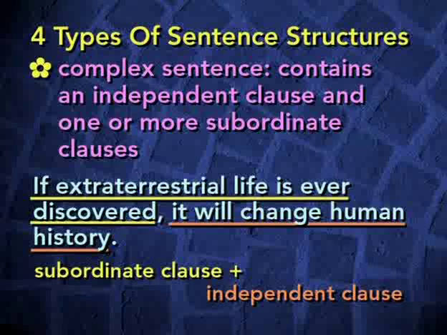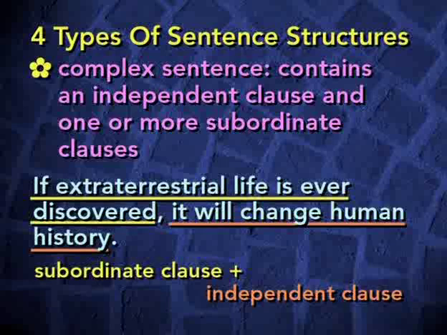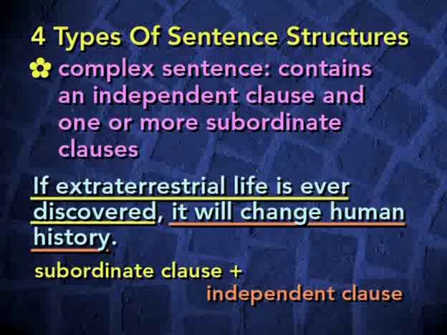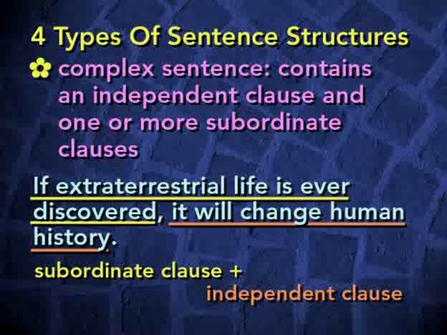The two things work together to create a single complete thought. If extraterrestrial life is ever discovered, it will change human history. The first clause sets up a possibility, and the second clause explains what would happen if that possibility comes true. So the two clauses work together to express one complete idea. And therefore we have a correct sentence which is known as a complex sentence, because that's what a complex sentence does.